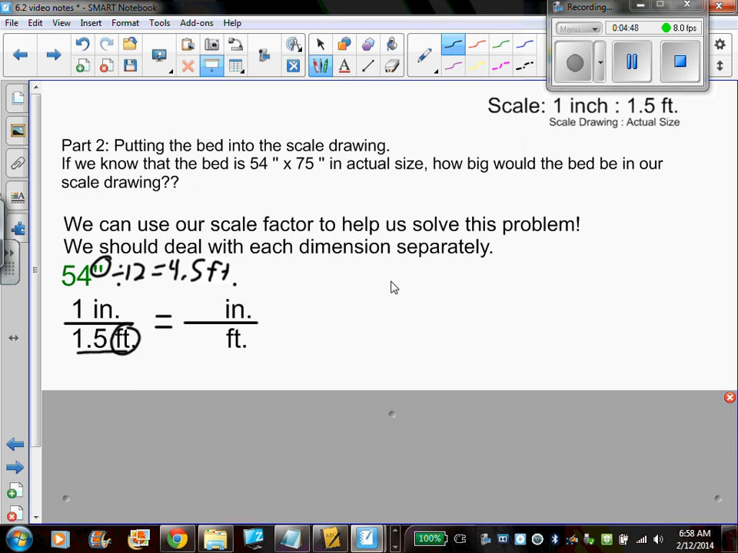So 1 inch on our drawing to 1.5 feet in real life equals an unknown number of inches in our drawing for our bed, which is 4.5 feet long. Now we just use cross multiplication.